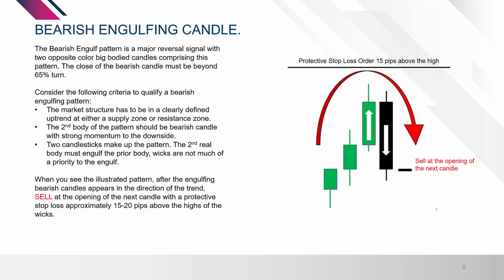Wicks are not much of a priority to the engulf, so you must always take note if the body of the bearish candle that forms after the last up candle has engulfed the previous green candle. When you see the illustrated pattern after the engulfing bearish candle appears in the direction of the trend, sell at the opening of the next candle with a protective stop loss approximately 15 to 20 pips above the highs of the wicks.